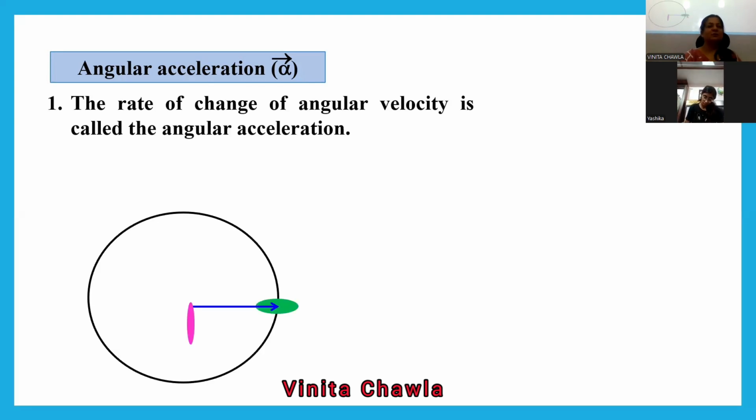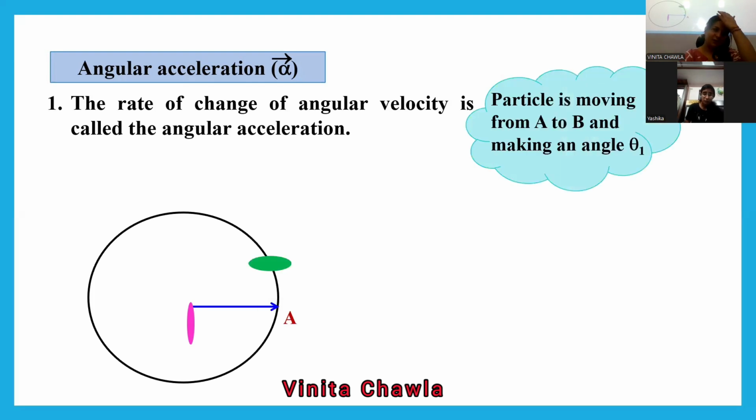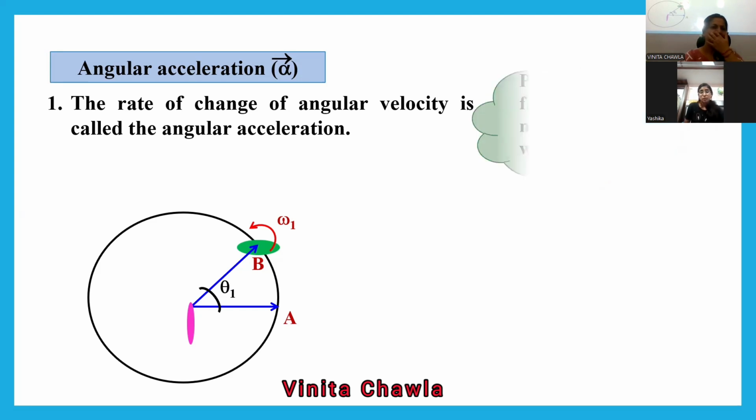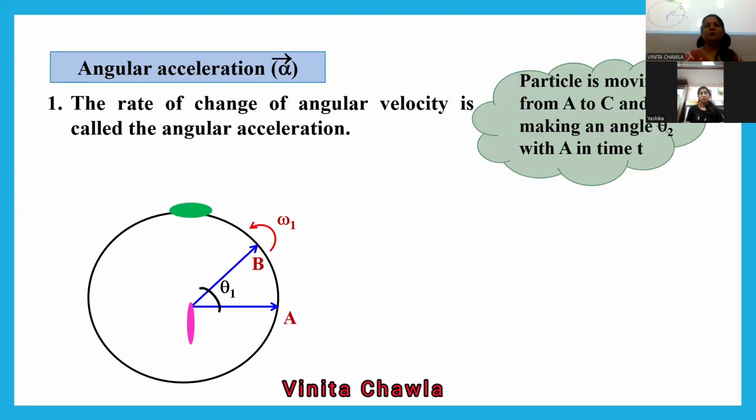So again, consider the object moving in a circle. We have a particle which at point A goes to point B and makes an angle theta1 at the center with some angular velocity omega1, let's say. So omega1 is theta1 by t1, if the time is t1. And then from B to C, the angular velocity of the particle changes to omega2.